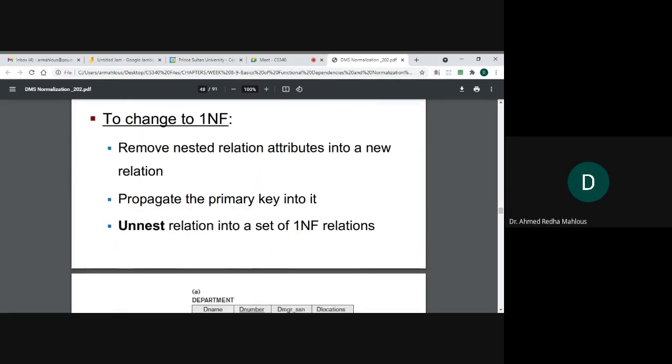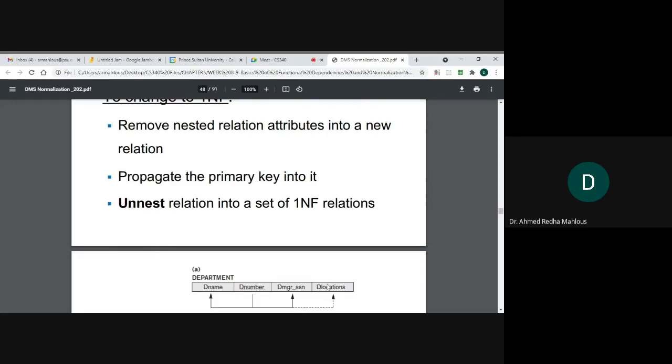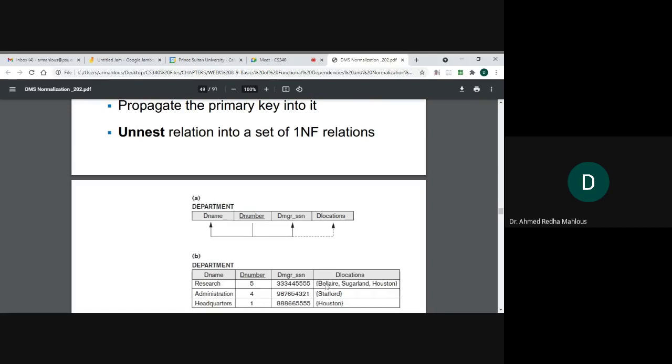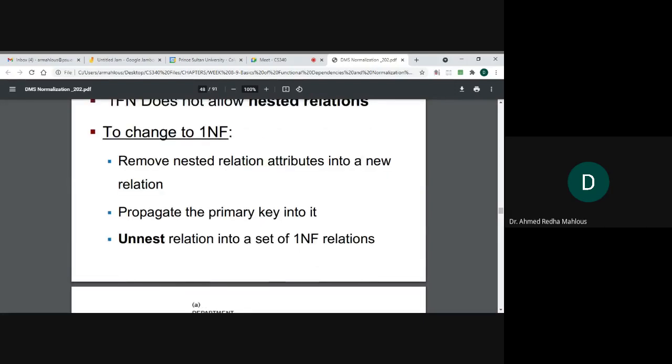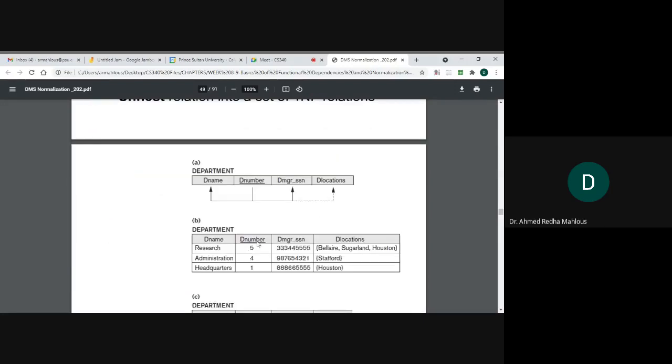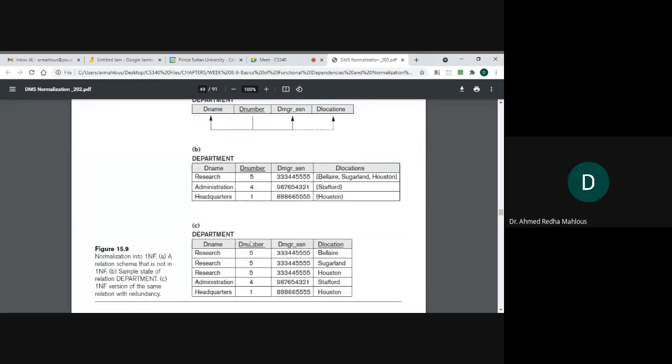That means we make that attribute atomic, because now it is not atomic. It accepts more than one value. I will make it atomic, and for each value of it, I will propagate the primary key. That means I will move that D number. Look at here. From this relation, we went to this relation. Now, what I have in the first line, research 5 with this one, I do have location Bel Air.